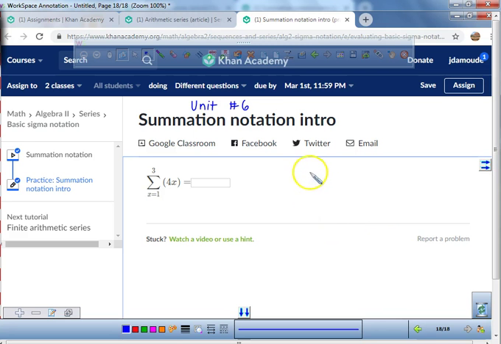So the first thing I want you to do is write a 3. I want you to practice writing that sigma. You're going to put x equals 1. And then here you're going to put 4x. And what we're going to do is we're going to do this by hand, and then we're going to show you how to check everything in the calculator. I want to show you guys how to do this by hand.